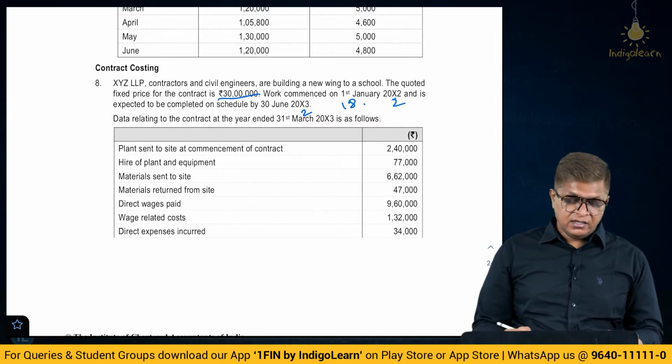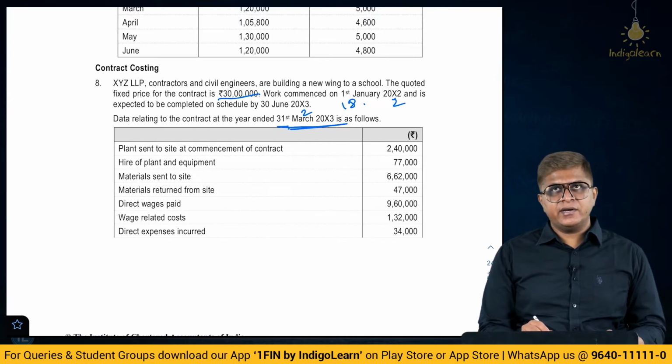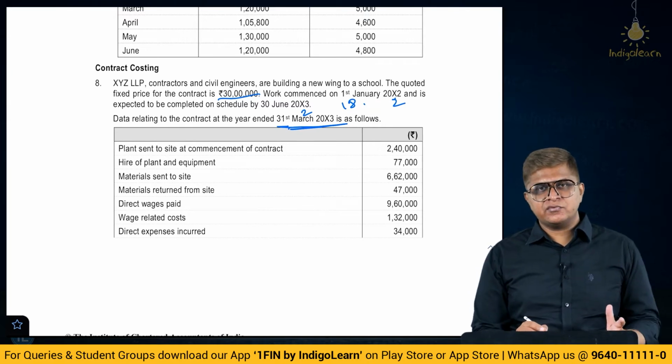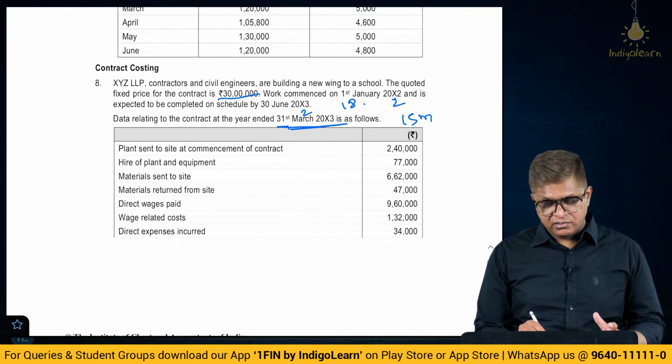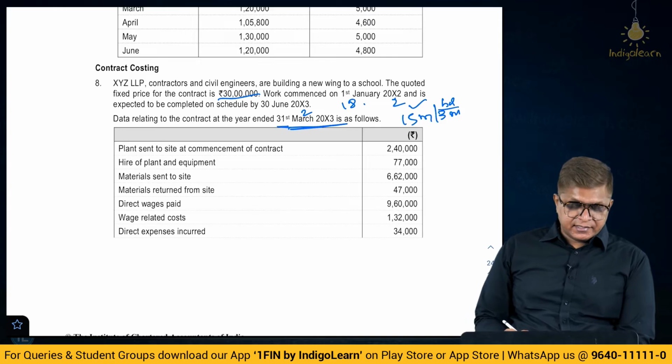Data relating to the contract at the year ended March 23 is as follows. So they are saying January 22, 1st January it started, and we are talking about ending on 31st March 23. So 15 months are over, 3 months are remaining balance. Alright. Now let's look at the data.